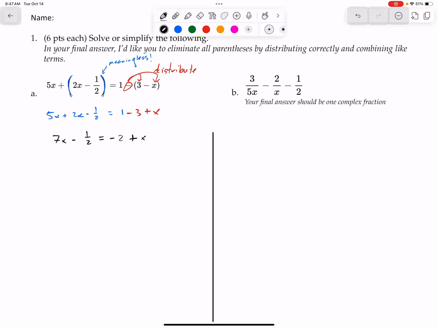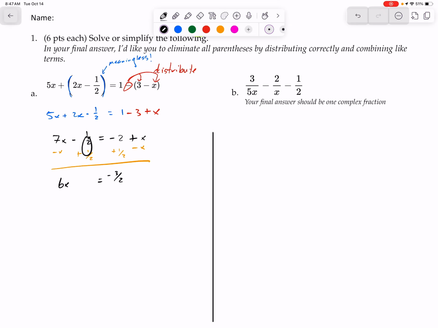I'm going to combine my x's. So minus x plus a half, and I'll get kind of a black and orange Halloween theme going here. 7 minus x is 6x. Those sum to 0. Negative 2 plus a half is negative 3 halves.